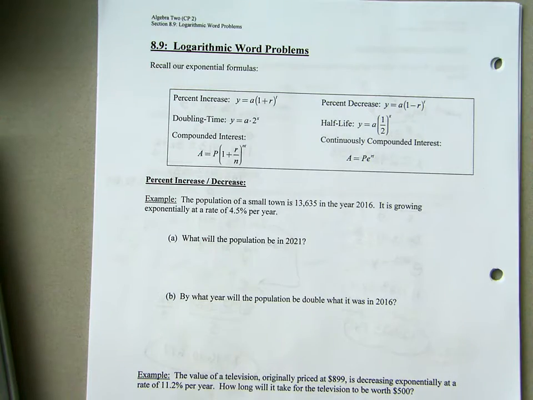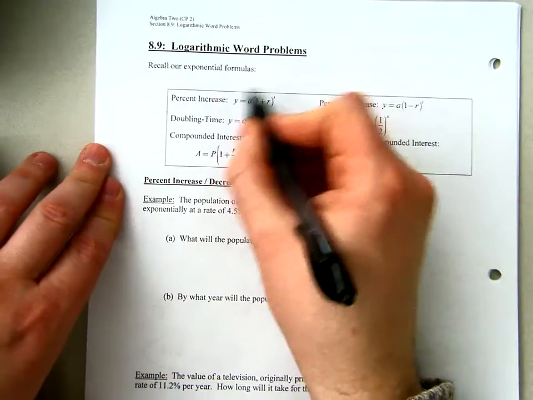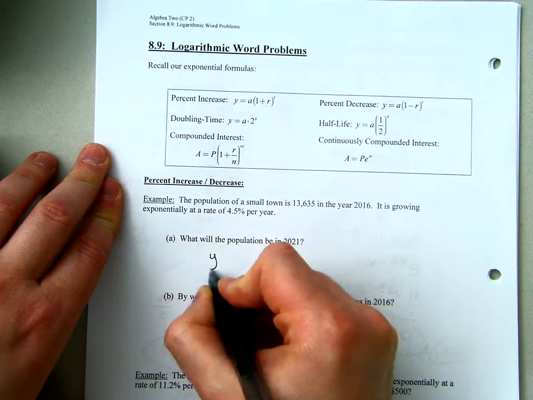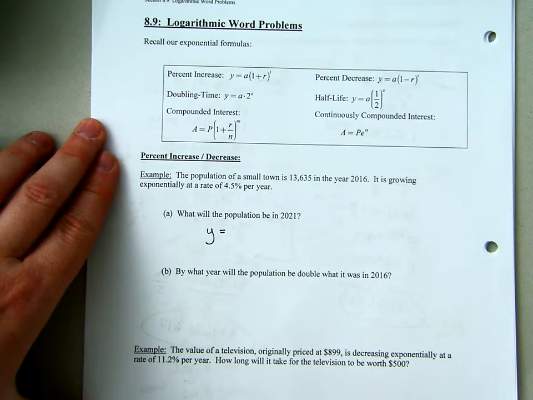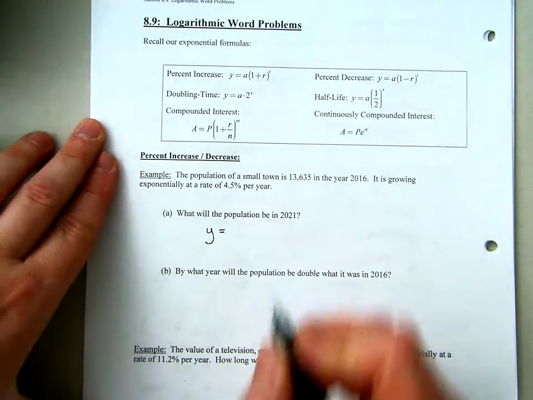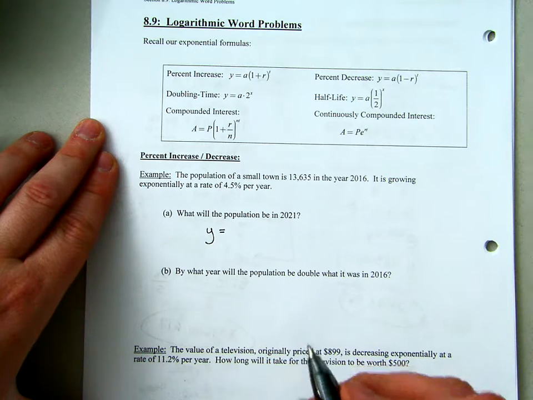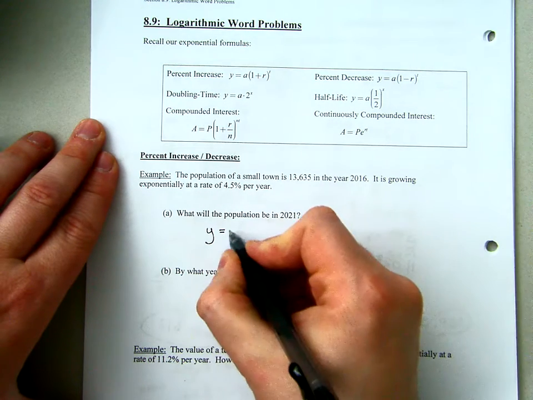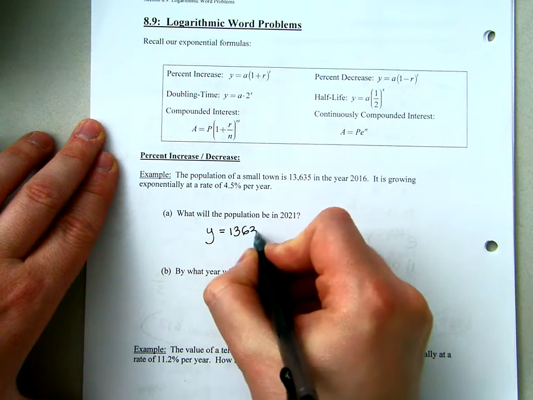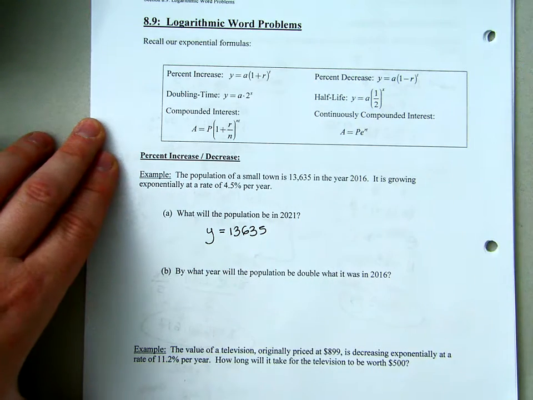This is the percent increase formula. That first formula is what we're going to use. Do we know the starting value? What is it? 13,635.